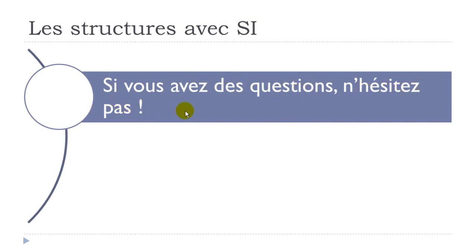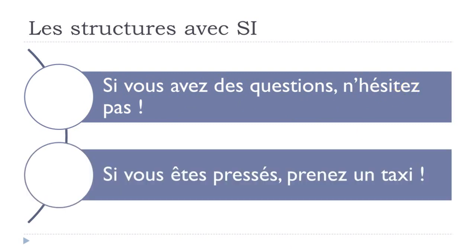And you can see that in that structure, well, we've got si, and then we've got the present form, and it's followed by l'impératif, okay? Second example, si vous êtes pressé, okay, être, to be, and then pressé, in a hurry. Si vous êtes pressé, prenez un taxi. And here you get prenez, prendre, to take. Un taxi, a cab. Si vous êtes pressé, prenez un taxi.